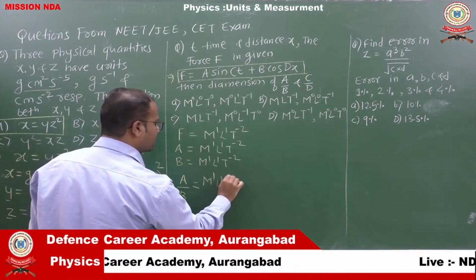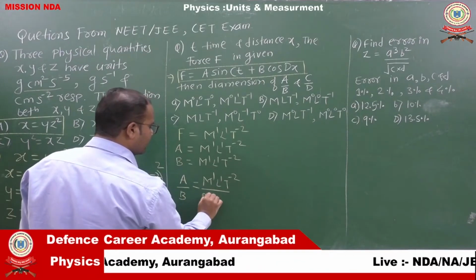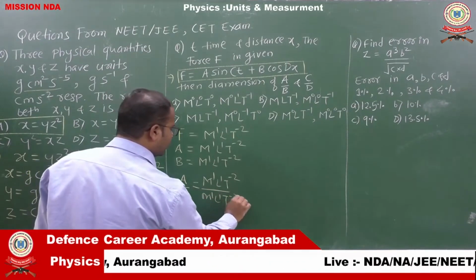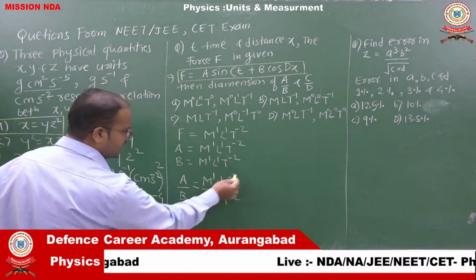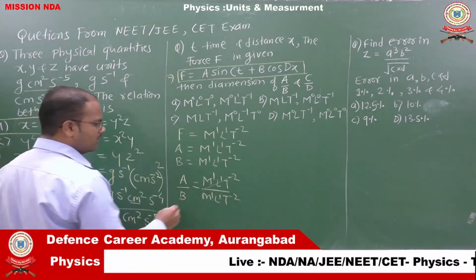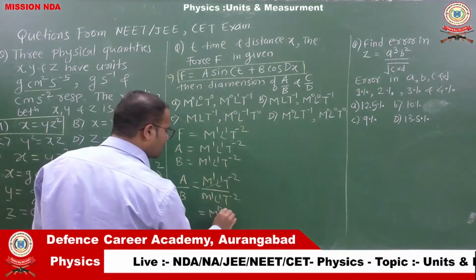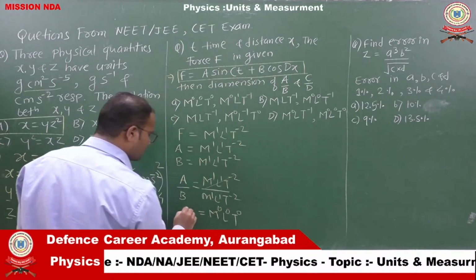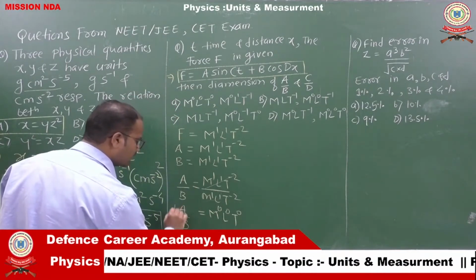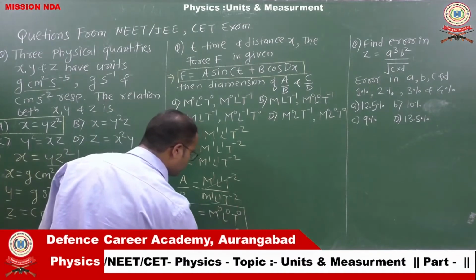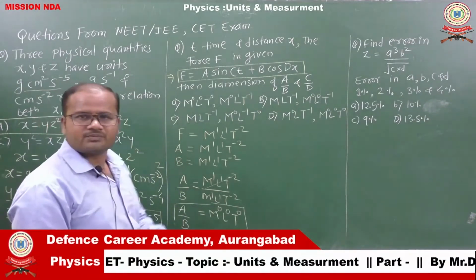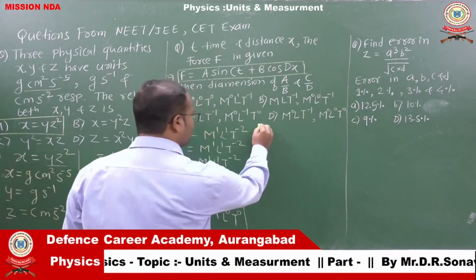m1 L1 t to the power minus 2, again m1 L1 t to the power minus 2. This totally cancels each other. It means only the values m0, L0 and t0 remain. So A by B is what? m0, L0, t0, right?